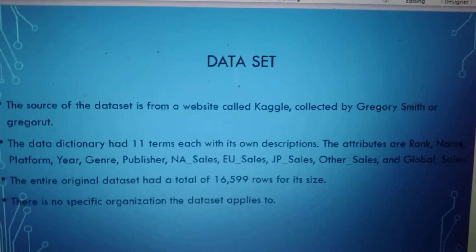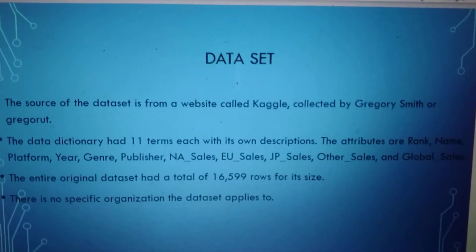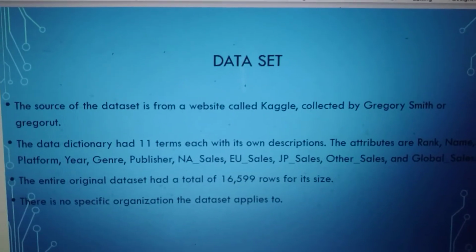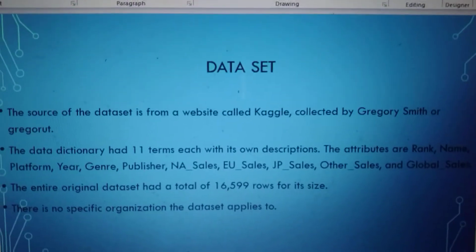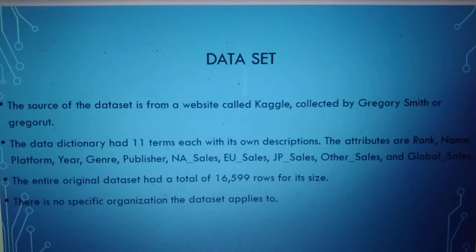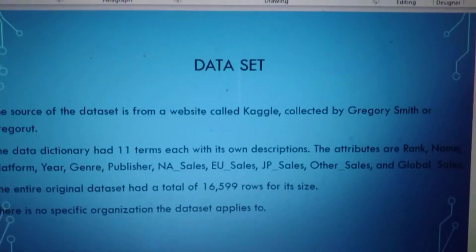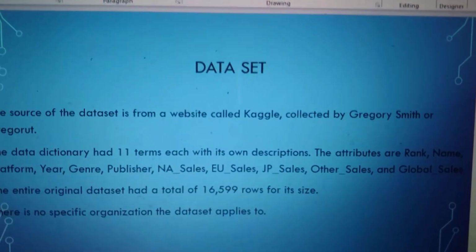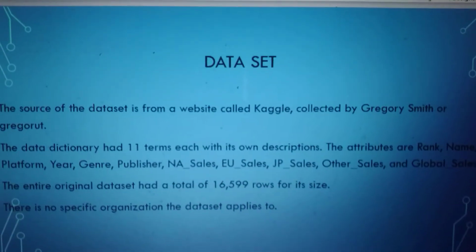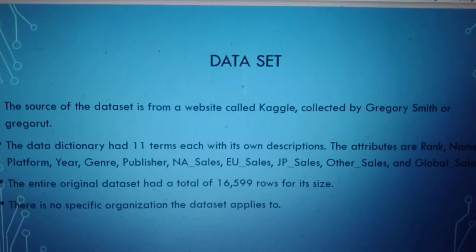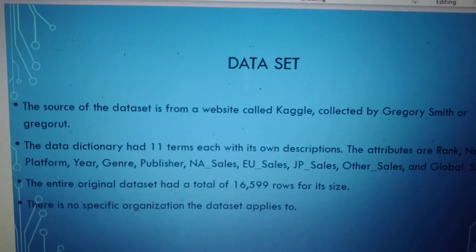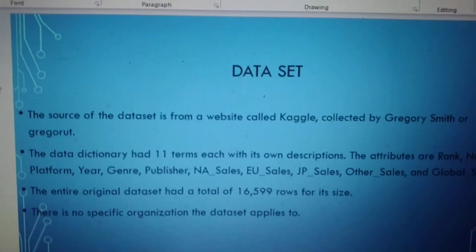The dataset. The source of the dataset is a website called Kaggle, collected by Gregory Smith of Gregorut. The data dictionary had 11 terms each with its own descriptions. The attributes are rank, name, platform, year, genre, publisher, NA sales, EU sales, JP sales, other sales, and global sales. The entire original dataset had a total of 16,599 rows for its size. There's no specific organization the dataset applies to.